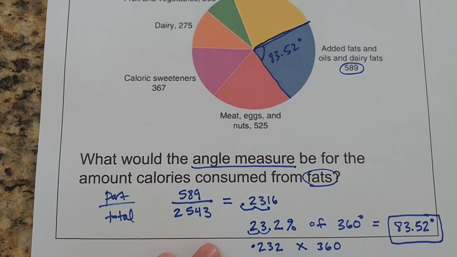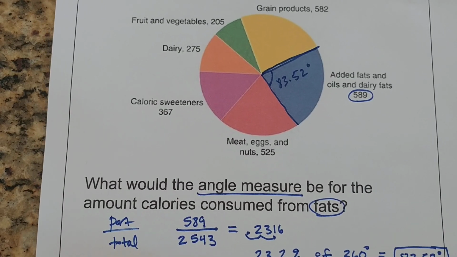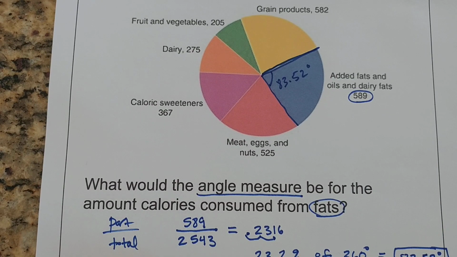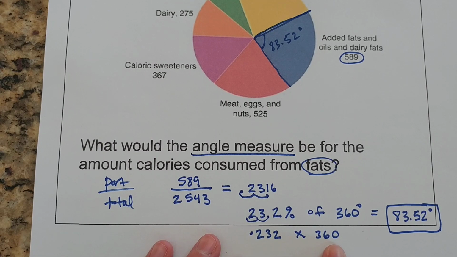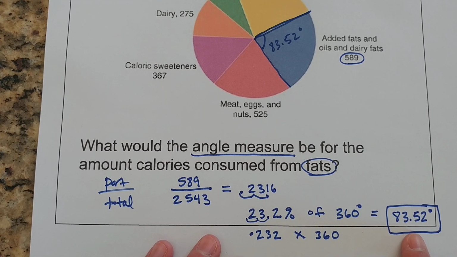So again, you notice how we first had to find the percent. Sometimes the percent will be given to you. If you know the percent, that's easy. Just multiply it by 360 degrees to change it to degrees of a circle.